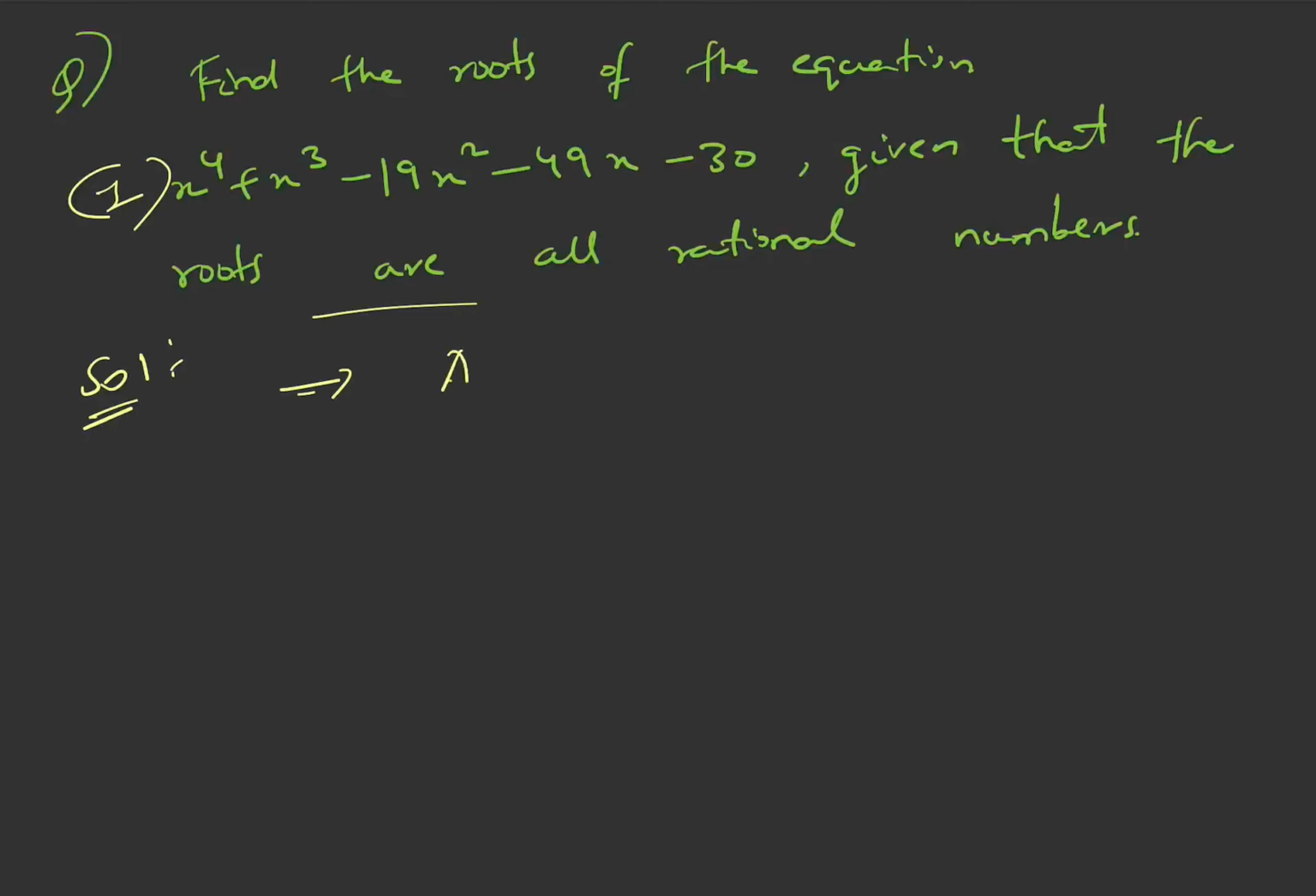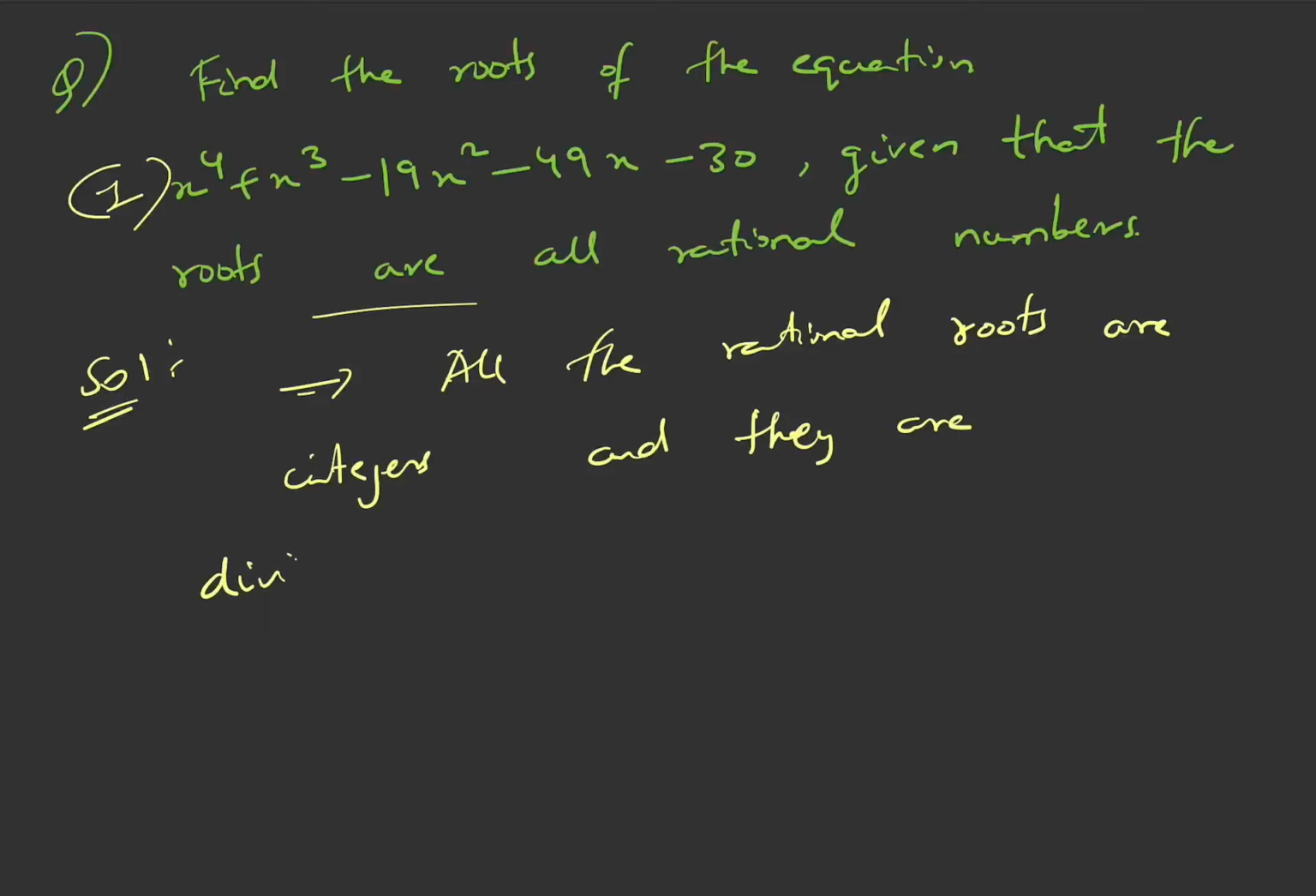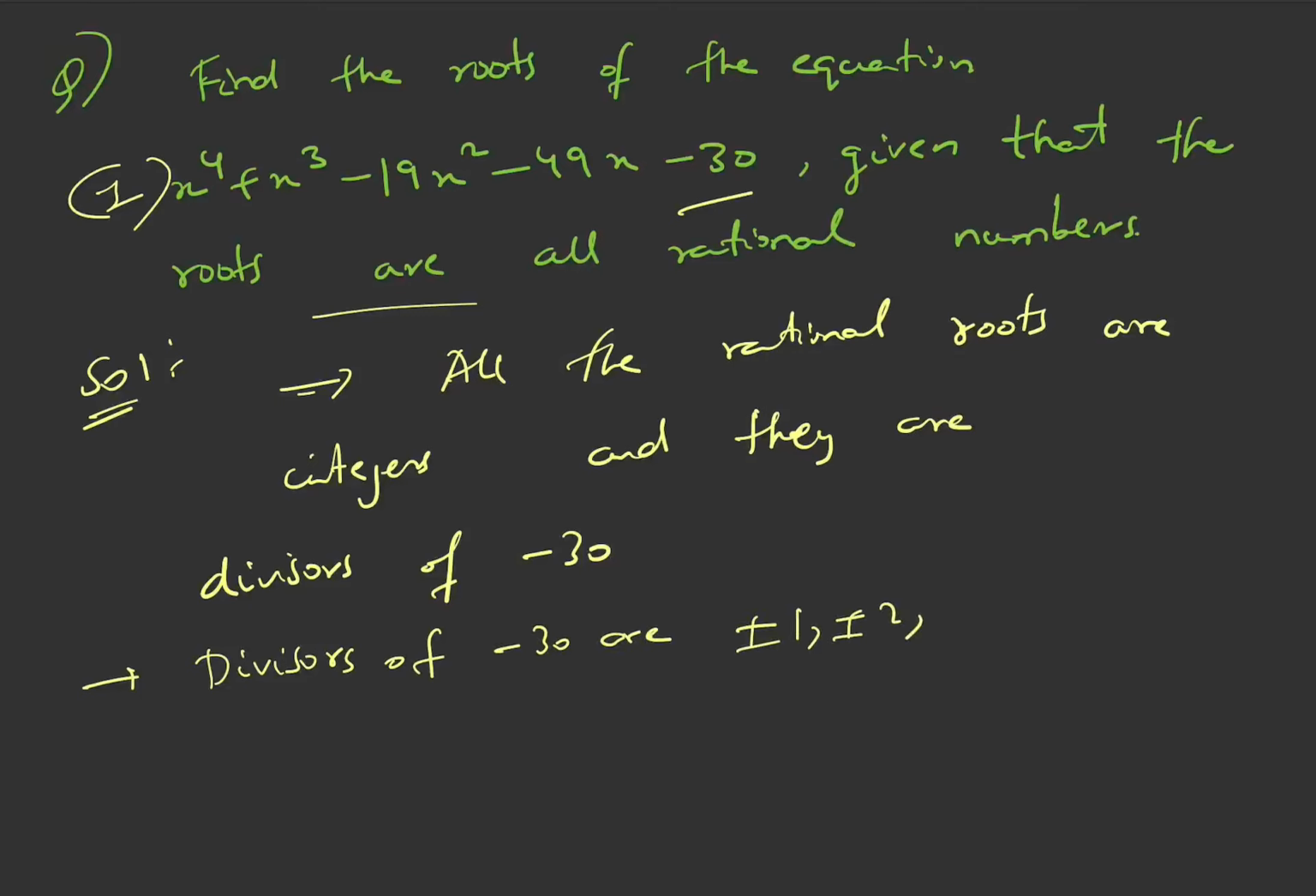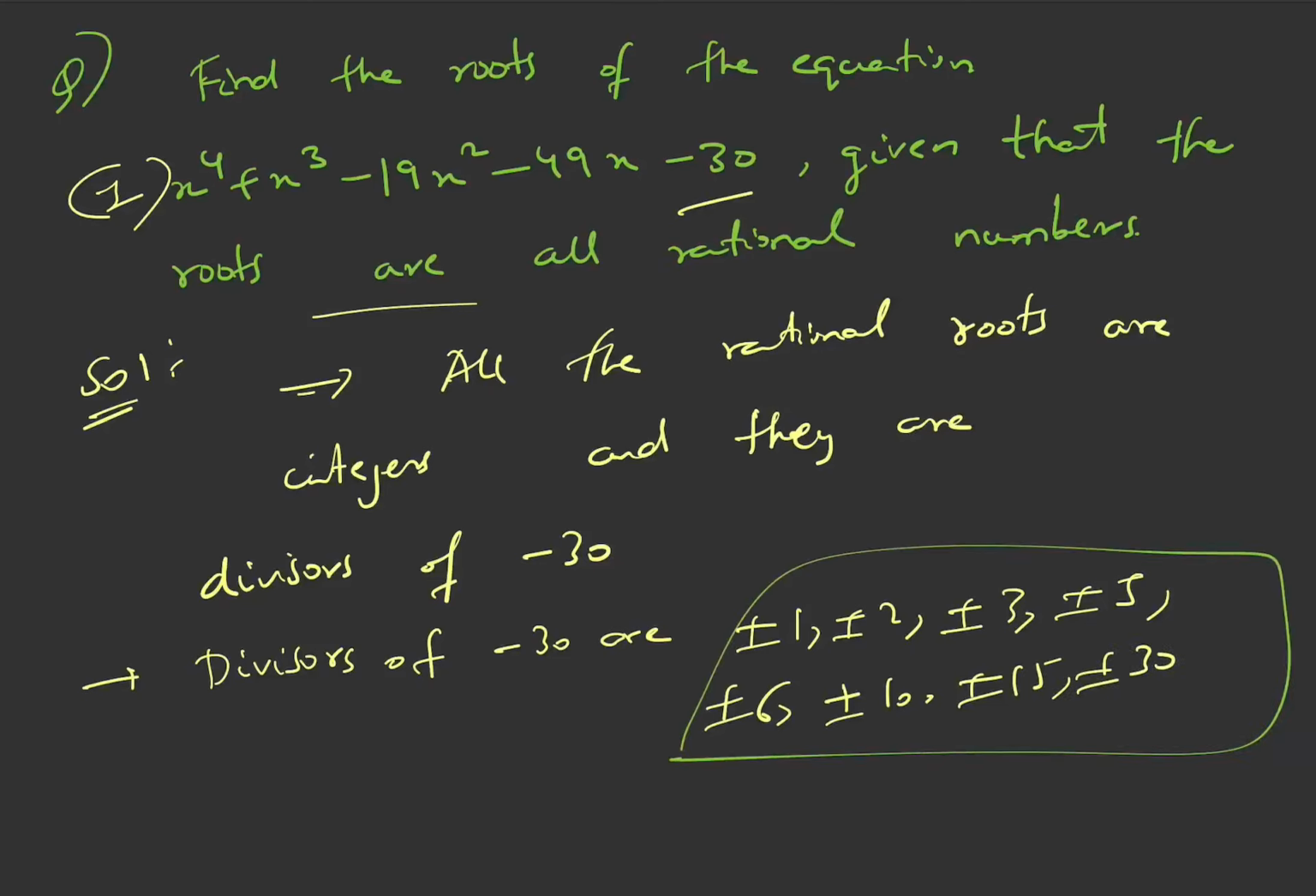So all the roots are rational and the leading coefficient is 1, which means all the roots are integers. This implies all the rational roots are now integers, and they are divisors of minus 30, right? So what are the divisors of minus 30? The divisors of minus 30 are plus minus 1, plus minus 2, plus minus 3, plus minus 5, plus minus 6, plus minus 10, plus minus 15 and plus minus 30.